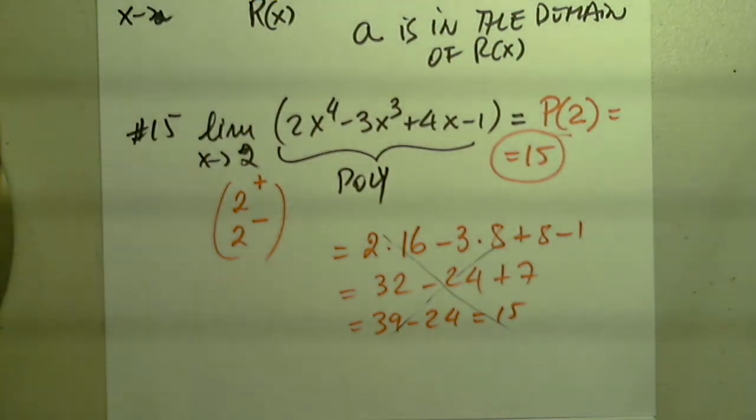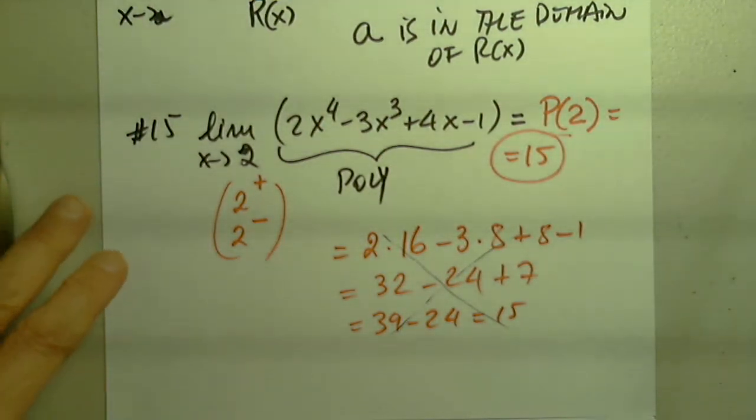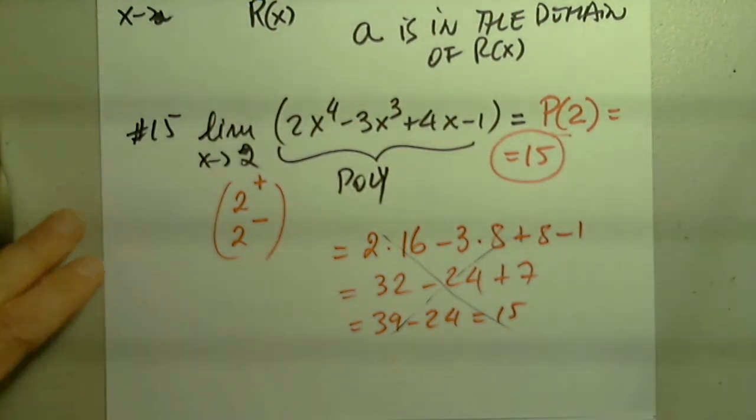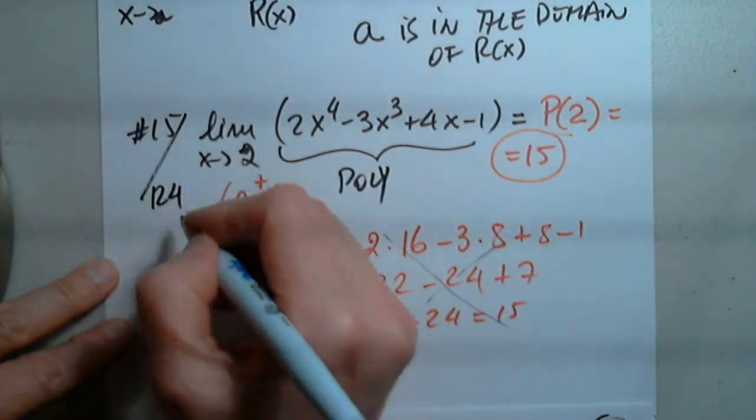Always stop me if you have any questions, please. That's never an interruption, ever. All right, that's good now. Okay, so this is how we calculate the limit of a polynomial. Very simple. So now let's look at a rational function like this one, number 17, on page 124.